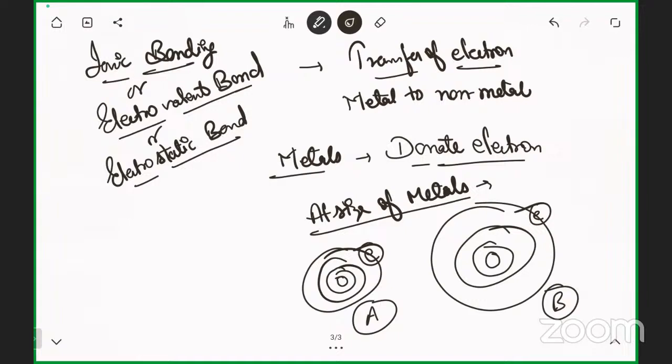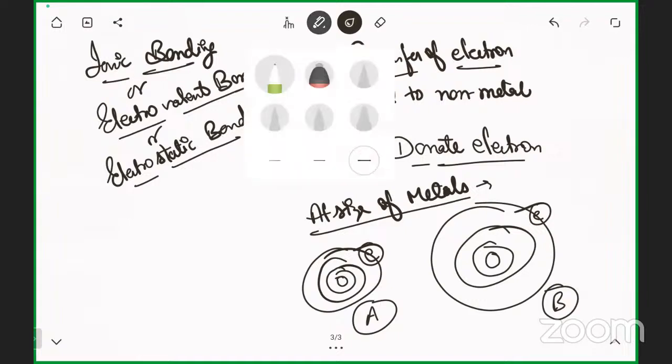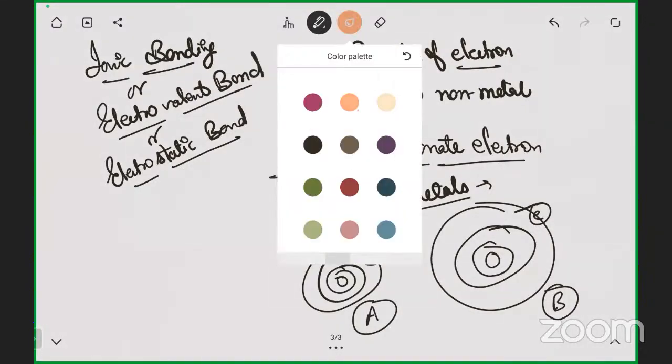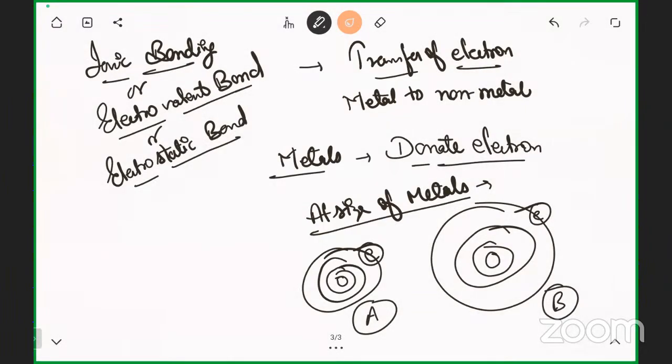A or B? B, sir. Why B? Because the orbit is far away from the nucleus. The number of shells is the same, but the effective charge felt by this particular electron and this particular electron is different. Here the atomic size is big, so the electron can easily be removed. But in case of this atom, the electron cannot be easily removed because it is closer to the nucleus and feels more effective nuclear charge.